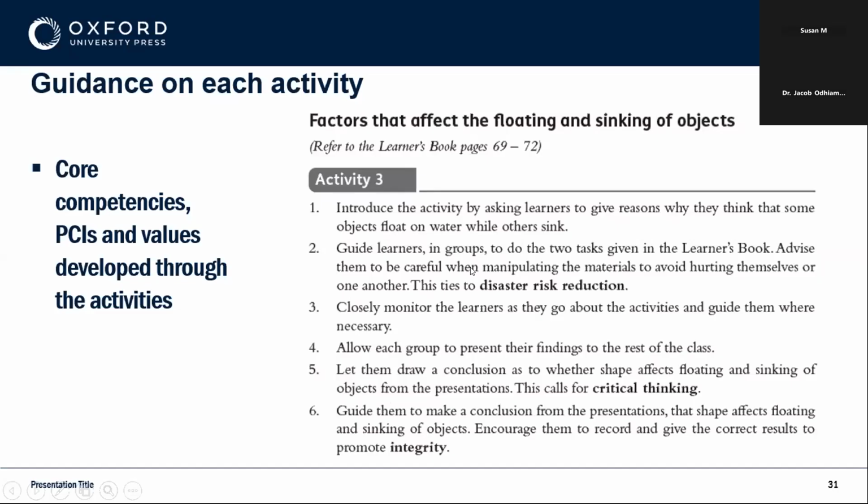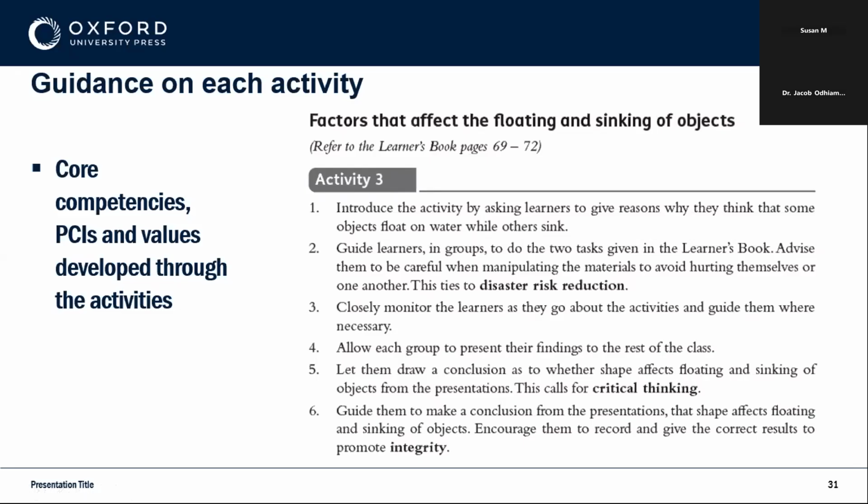This one, activity factors that affect floating and sinking. So critical thinking is already infused when they are learning about the factors that affect floating and sinking. For example, here, as the learners draw conclusions, they have to think very fast and in a coherent way. That is critical thinking. So as they draw conclusions on whether shape affects floating and sinking of objects, and they present, this one calls for their critical thinking.